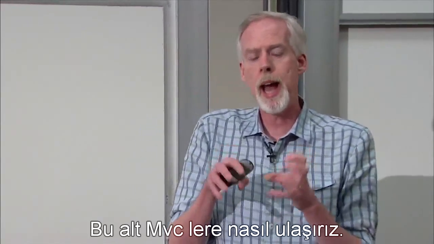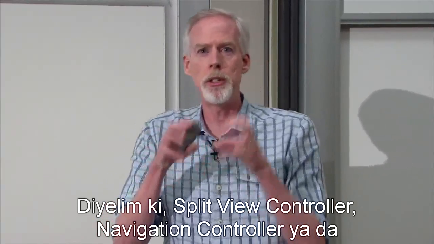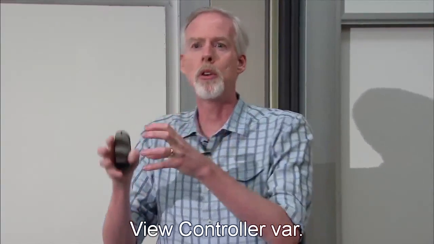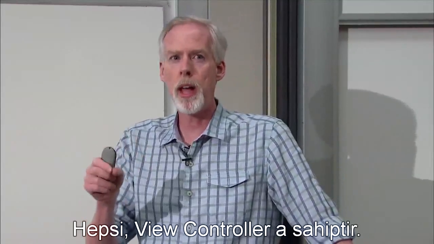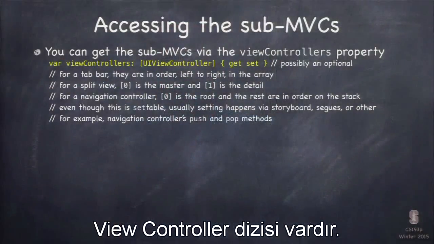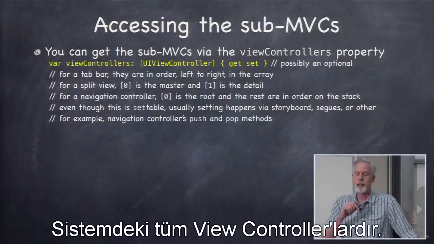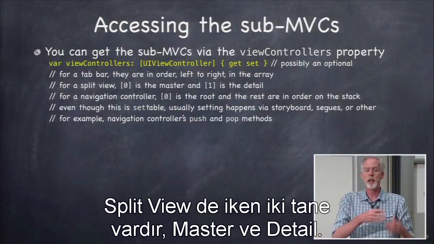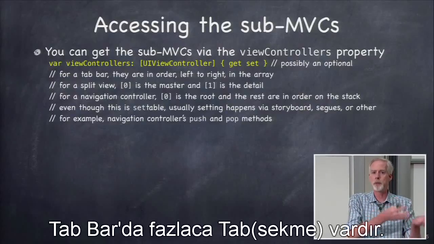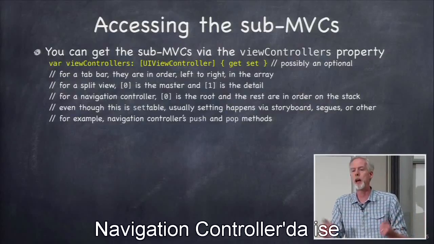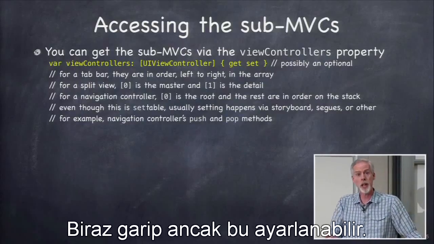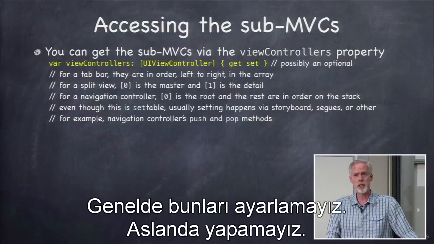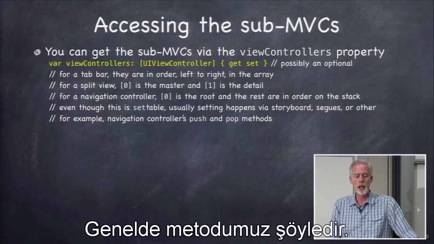Okay, so how do we get at these sub MVCs? So let's say I had a split view controller or a navigation controller or a tab bar controller. How do I get at the things on the stack of cards or the two things, the master and detail? And the answer is they all have a property called view controllers. And it's an array of view controllers. Okay? It's all the view controllers in the system. So in a split view, there'll be only two in there, the master and the detail. In a tab bar, there'll be however many tabs there are. In a navigation controller, there'll be however many cards are on the stack. That's how many things will be in that array. And it's settable too, which is a little weird. We don't usually set these things, but you can do it.